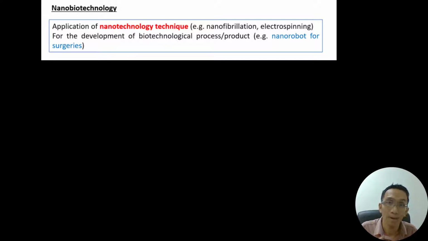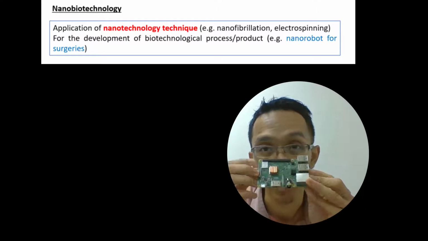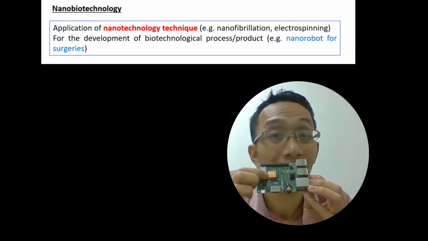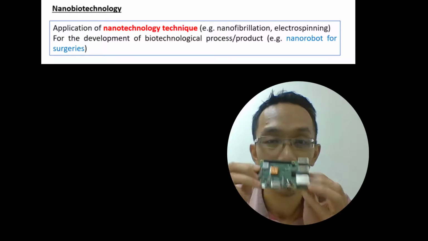On the other hand, nanobiotechnology focuses on the nano part first. And this nano part doesn't necessarily mean you need to take it from the biological part. For example, here is a mini computer. Beneath this copper heat sink, you will find an integrated circuit, or the brain of this computer.